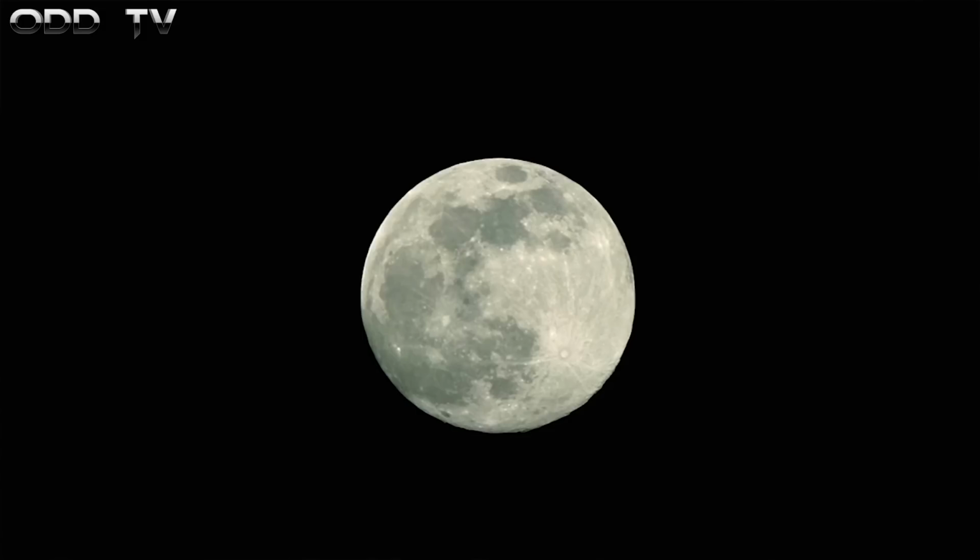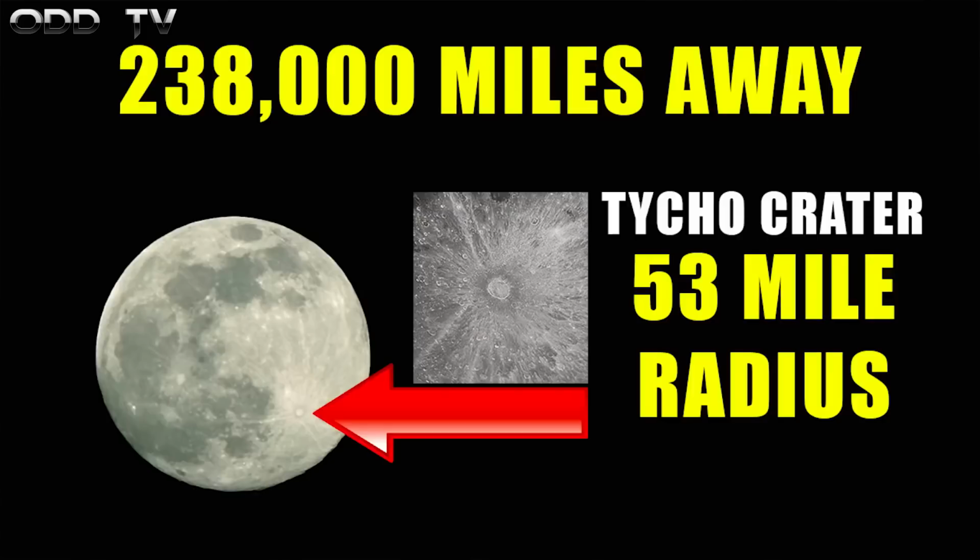Now let's talk about the moon. Here's a normal moon in the night sky. We are told that the moon is 238,000 miles away. The funny thing is that the Tycho crater, which is said to only be 53 miles in radius, is perfectly visible to us from Earth at this distance.